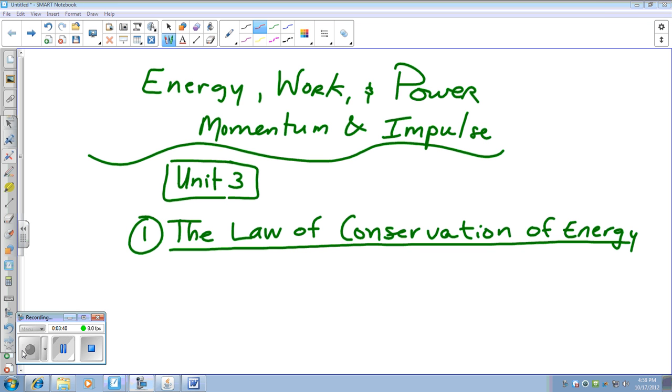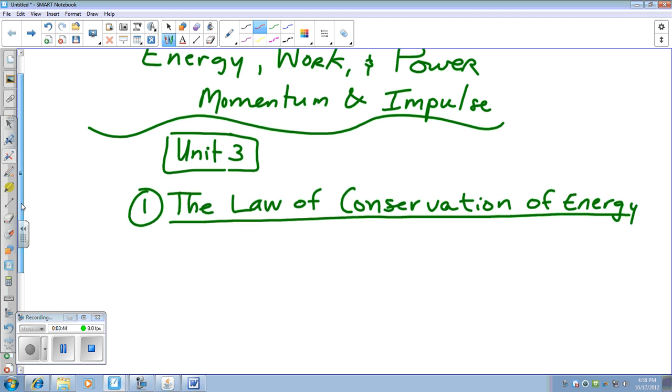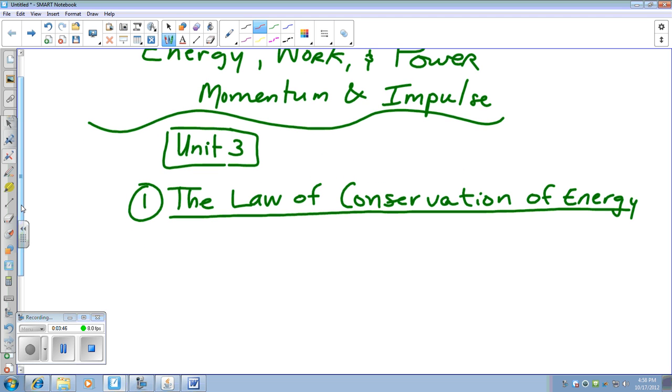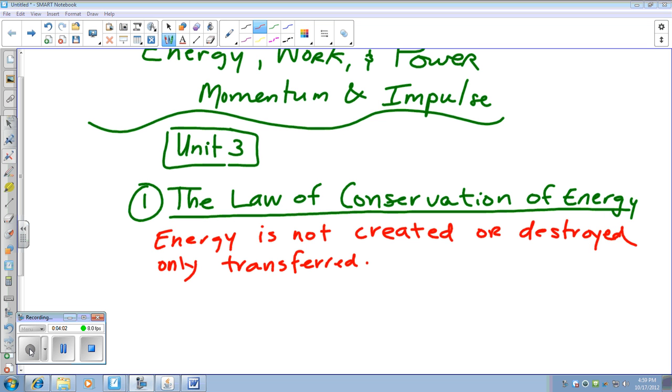So the first thing in this unit that I'd like to discuss is the law of conservation of energy. If we think about the law of conservation of energy, really what we're talking about is that the total energy before something takes place is going to be equal to the total energy after something takes place. Some people say the total energy in a system cannot be created or destroyed, only transferred. Any of these answers will work. So we think about energy not created, not destroyed, only transferred.